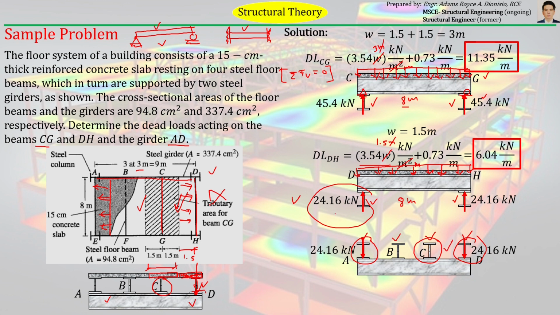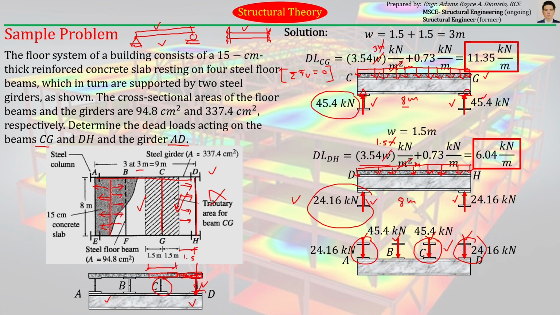And then similarly, let's get the point load passed by beam CG to girder AD at point C. That magnitude is again equal to this force being exerted by the girder to the floor beam CG, which is equal to 45.4. And the same magnitude here on the other side for beam BF. Because, looking at the drawing, the tributary areas of those two beams are similar. Both have a 3 meter width of slab that they carry. Both are 1.5. So even if you compute it again, the load being carried by beam BF will give you the same answer.